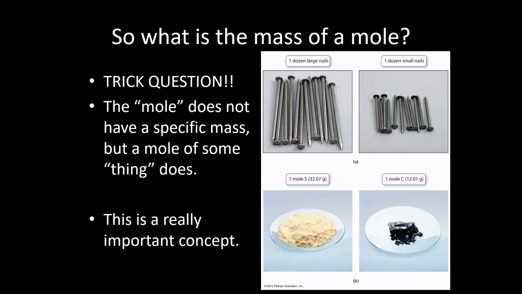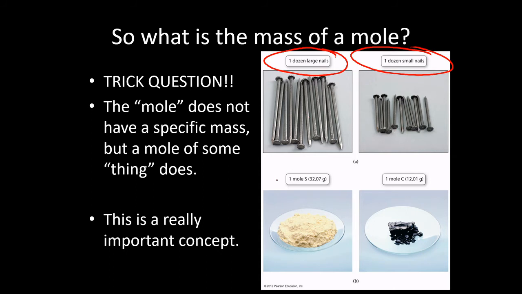Well, again, it gets back to this idea that just because you have the same number of things does not mean that the things themselves are the same. So you can have a dozen nails here, and you can have a dozen nails here, but these nails are much larger than those. So these larger nails, even though we have the exact same number as the smaller ones, are going to weigh a lot more. Maybe 2 or more times more than the small nails do.